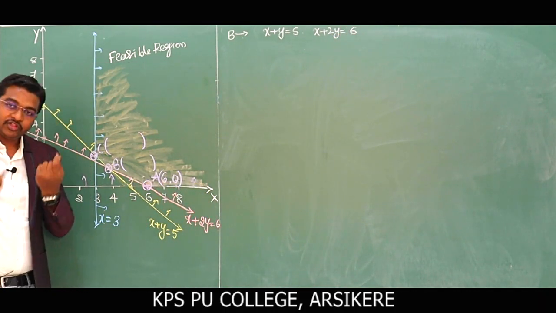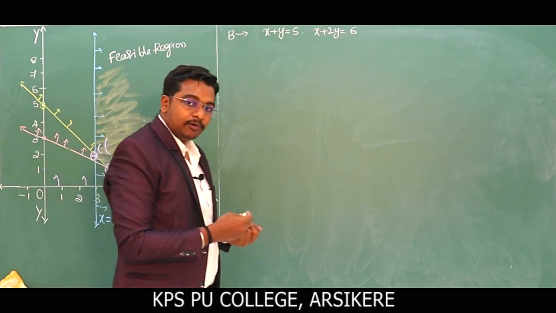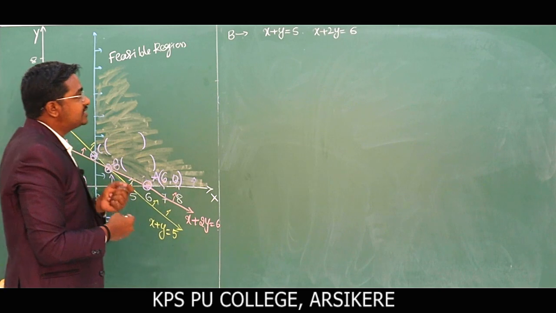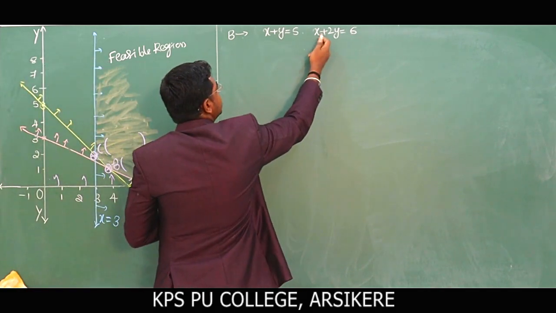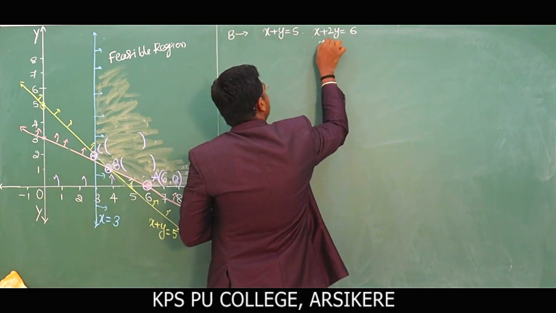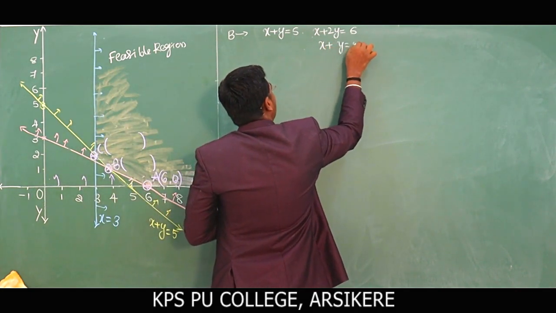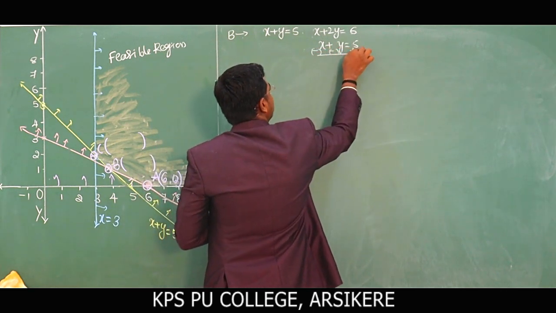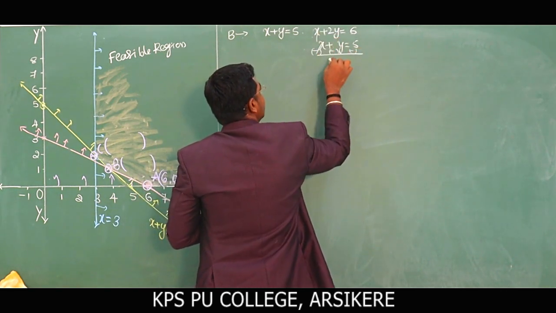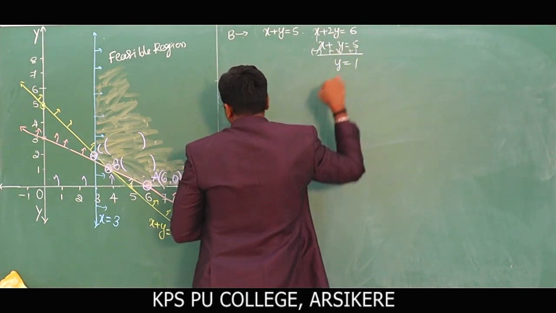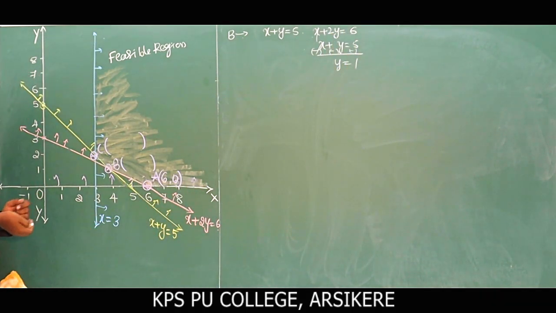The method is either the cancellation method, cross multiplication, or the substitution method. For this, I will go with the cancellation method because the coefficients of x are the same. If you change the sign, x and x get cancelled. What will be left? y. 2y minus y is y, so y is equal to 1.